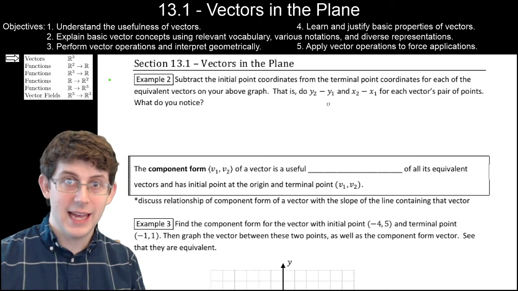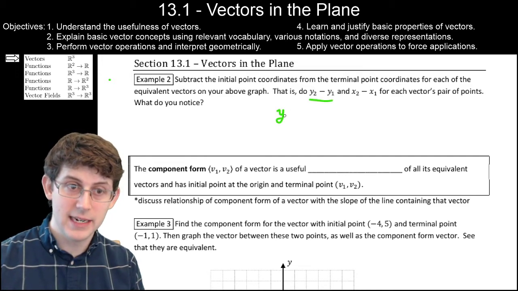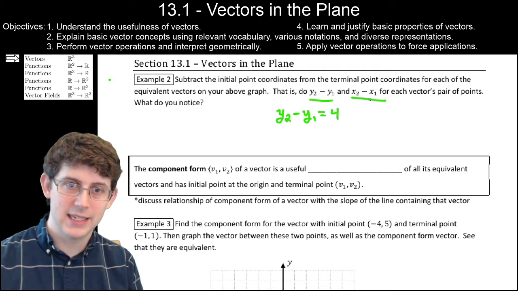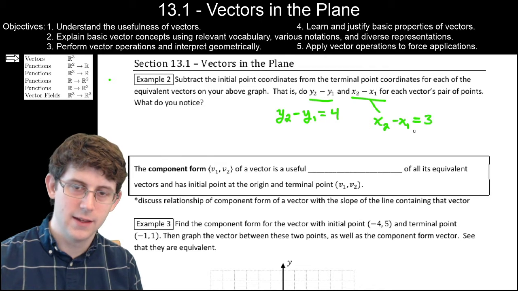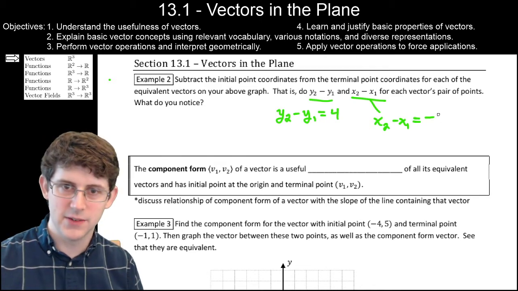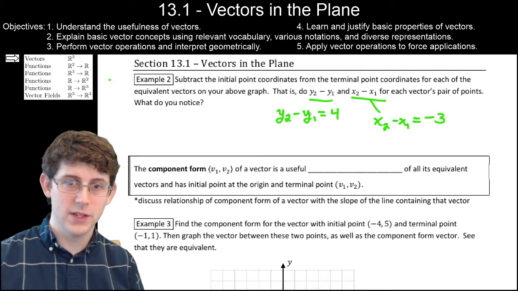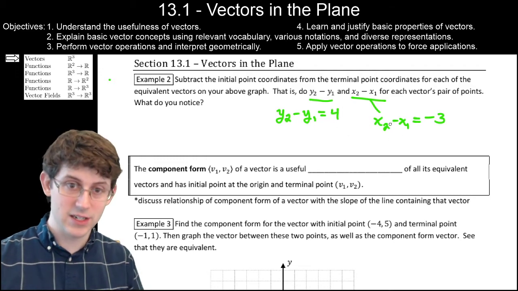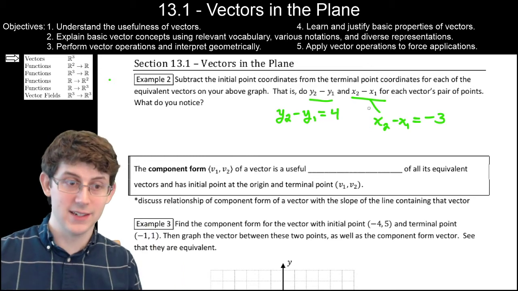What our equivalent vectors have in common is that y2 minus y1 was always 4, and x2 minus x1 was always 3. Wait, it was minus 3, because we went to the left 3 and up 4 every time. What you notice is that these measurements, the change in y and the change in x, seem to be the actual measurements that define what the vector is.